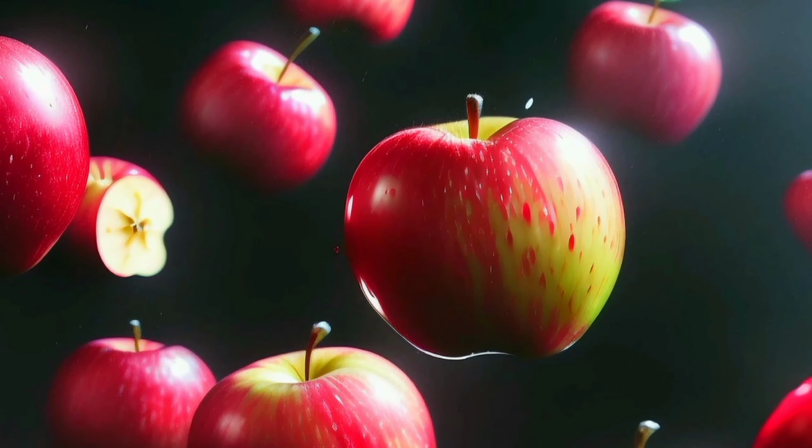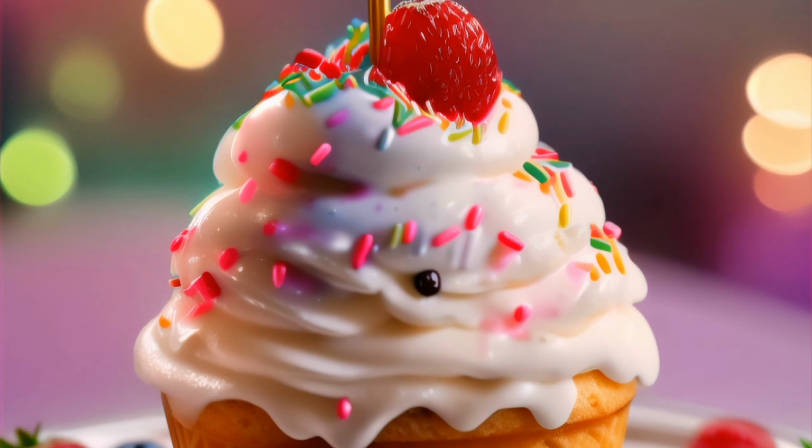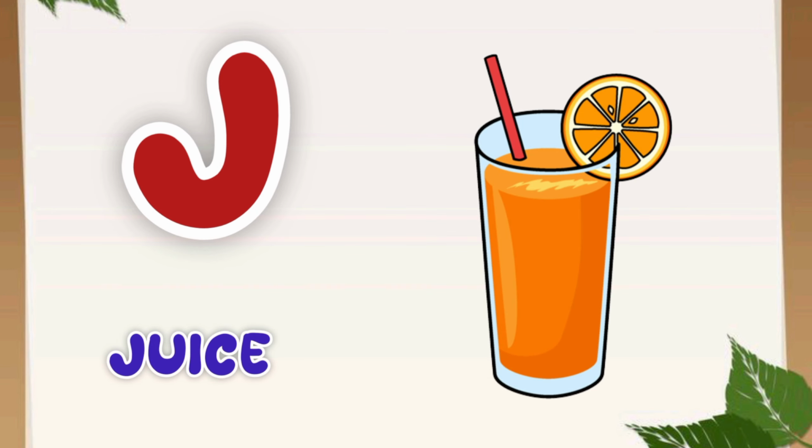I for ice cream. I ice cream. J for juice. J juice. K for kangaroo. K kangaroo. L for lion. L lion.